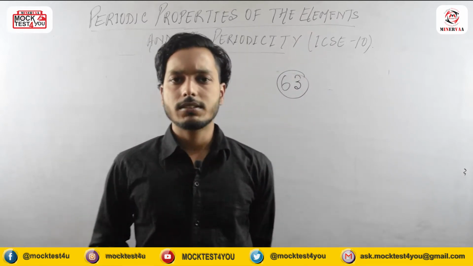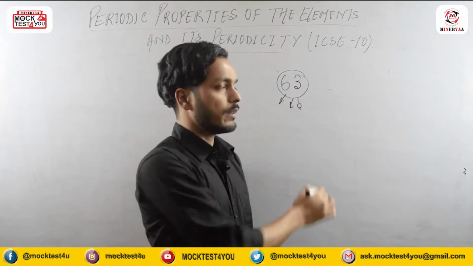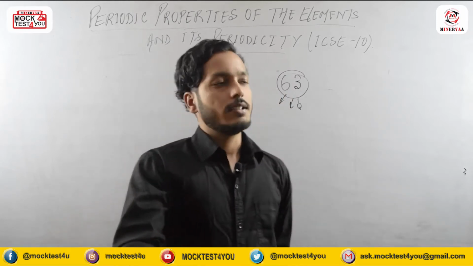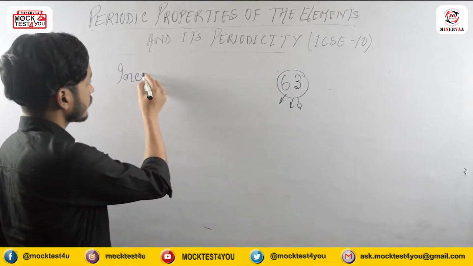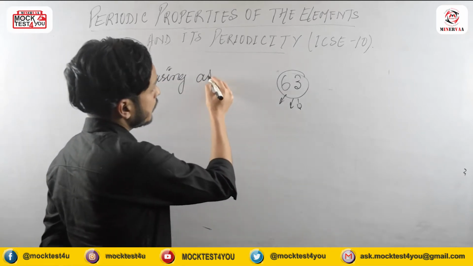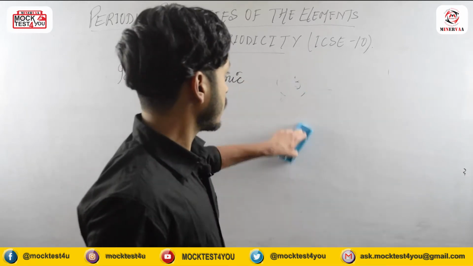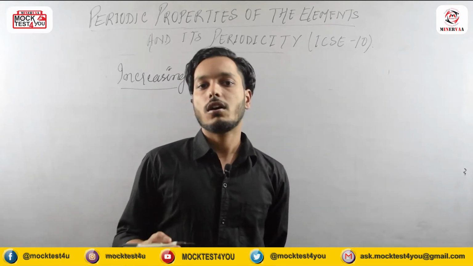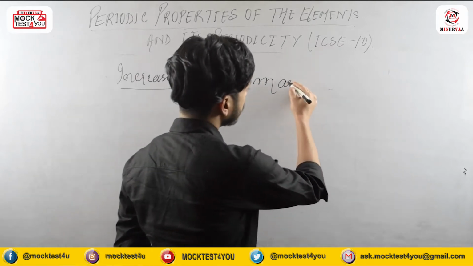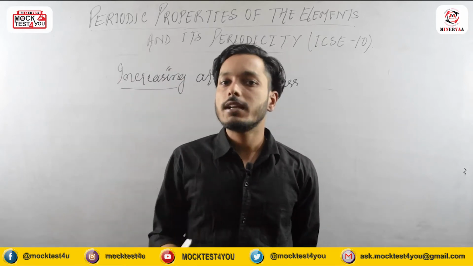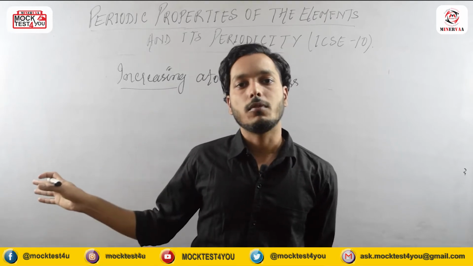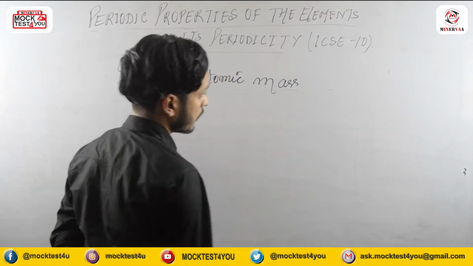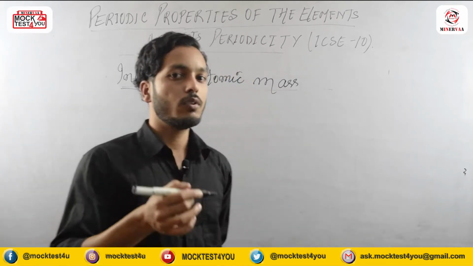Mendeleev studied all the elements one by one, and he found that if we arrange the elements in order of their increasing atomic mass, the elements with similar properties will be arranged in the same vertical column, or group. So what did he say? If we arrange the elements in order of their increasing atomic mass, the elements with similar chemical properties will come in the same place.